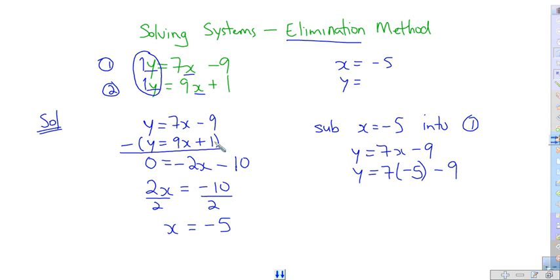Okay, so we can substitute this into either equation. Notice this is the exact same as in the last video with the substitution method. This step is exactly the same. So we get negative 35 minus 9, which gives me negative 44. Okay, and that's the solution for y.